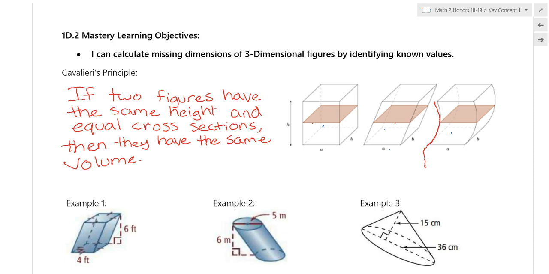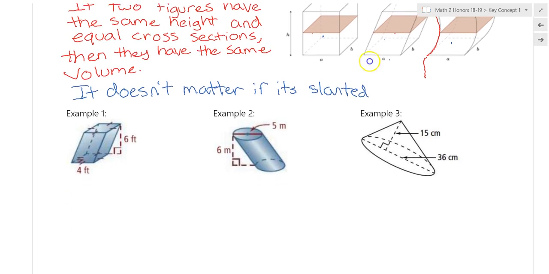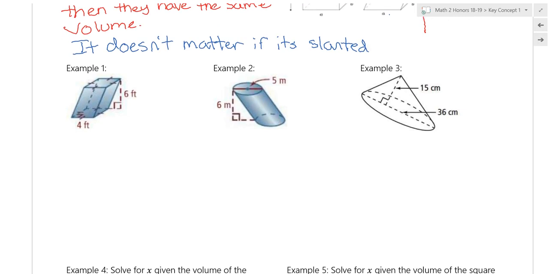Another way to put it is, it doesn't matter if it's slanted. I think that's the easier way to think about it. That's layman's terms. It doesn't matter if it's slanted. That's what Cavalier's principle says. I can still just find the volume, but we need to make sure we're using the height.